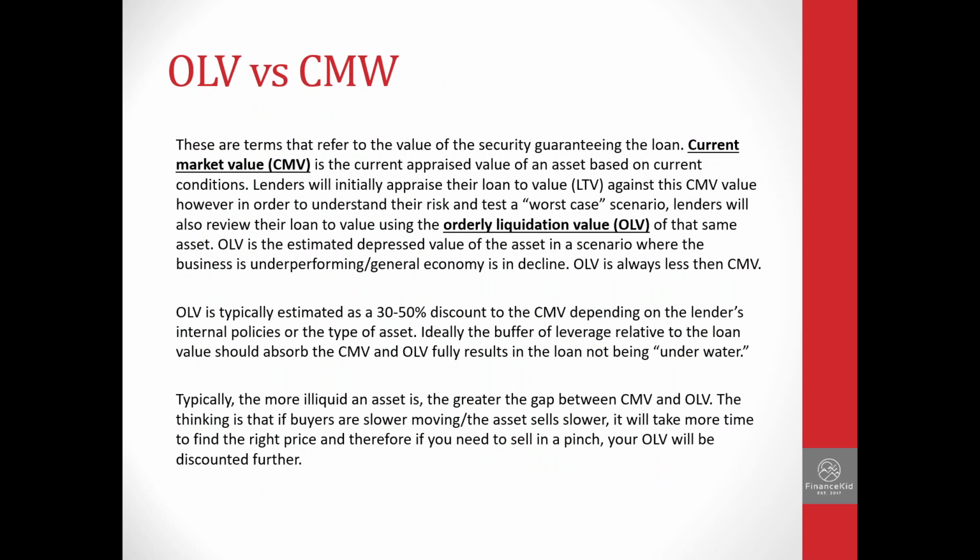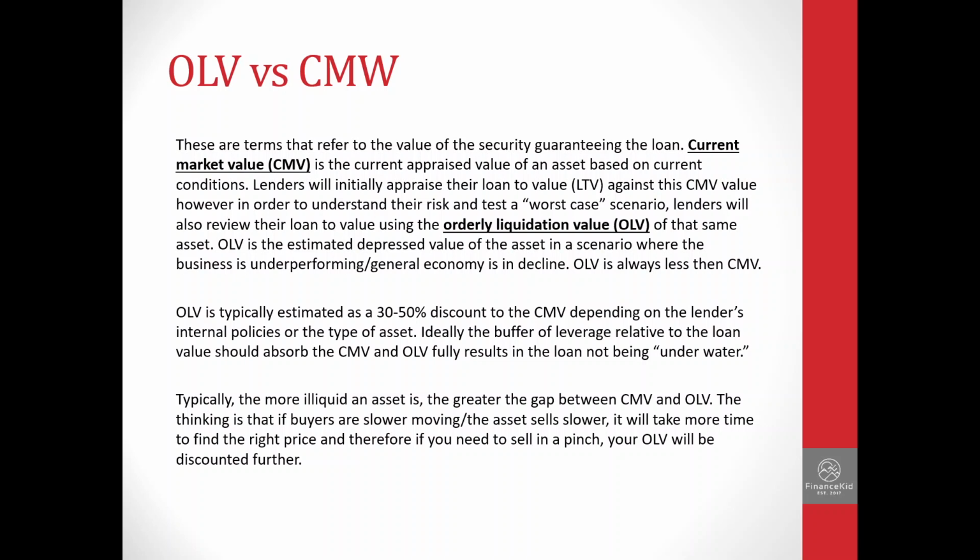Now, there are terms that you'll typically hear around security value: OLV and CMV. CMV is the current market value, and it is essentially the current appraised value of an asset based on current conditions. If I were to appraise a truck or a property or a piece of equipment, I would get an appraiser. They would look at the general marketplace and say, today people are willing to pay $1 million for the piece of equipment. Typically lenders will take that CMV value and use it in their loan to value analysis to determine how much they can lend against.